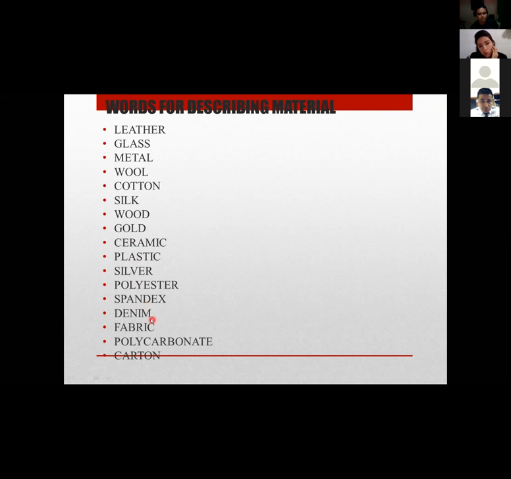Mezclilla. Good. Denim. Fabric? Tela. Fabric, tela. I have a question. How do you say in English fábrica? Store? No, it's almacén. Factory. Yes, you say factory. So fabric is not fábrica. Fabric is tela, okay? What about the next one, polycarbonate?